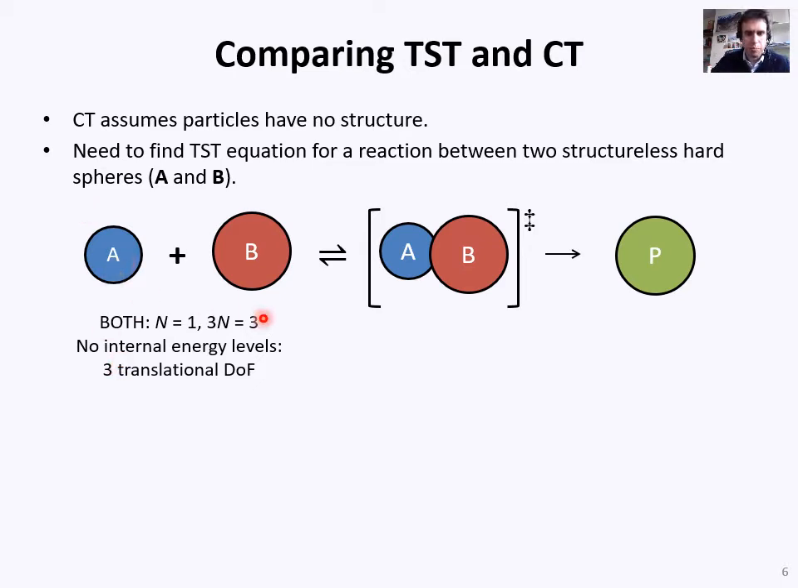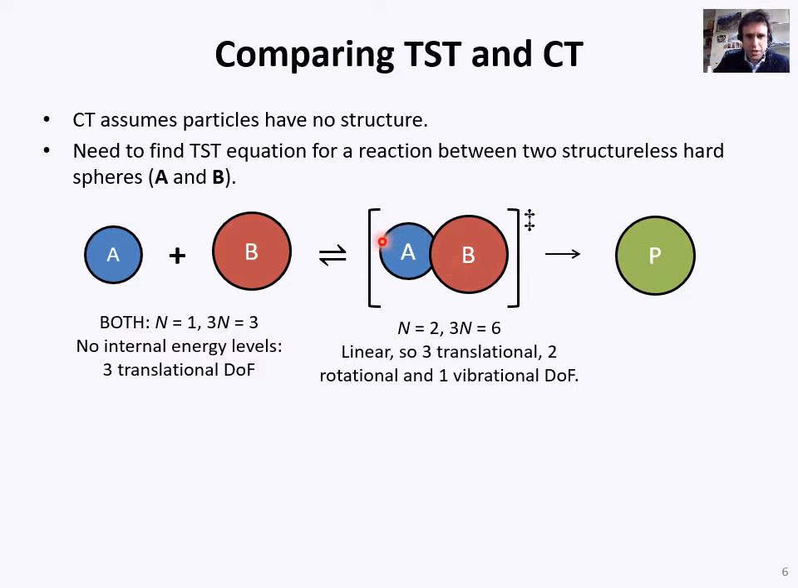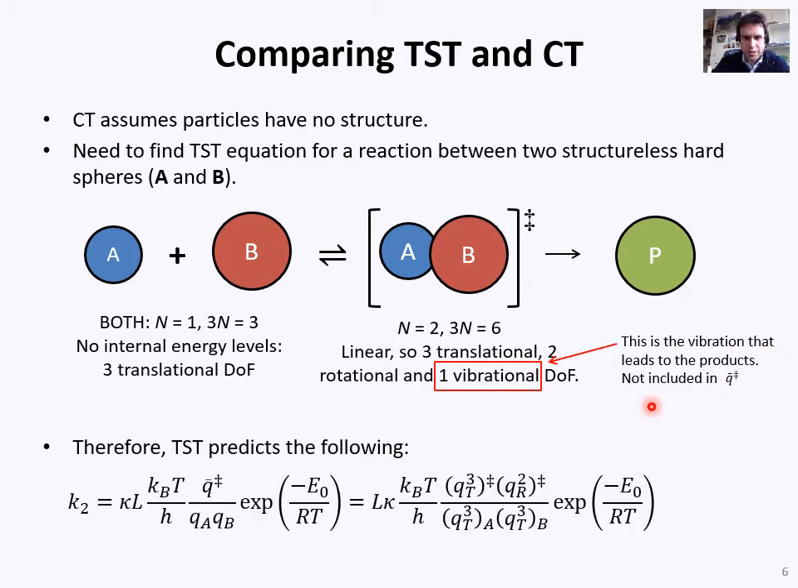Both of these have 3N equals 3, and both of their partition functions can be written out as just literally the translation. The transition state then has 6 degrees of freedom because there are 2 atoms. These 6 would be 3 translational, 2 rotational, and 1 vibrational. But of course, this vibrational one is the one that leads to the products, so that's not taken into account in that top part of the equation. So we can assemble the Eyring equation like this, and this is the result here.